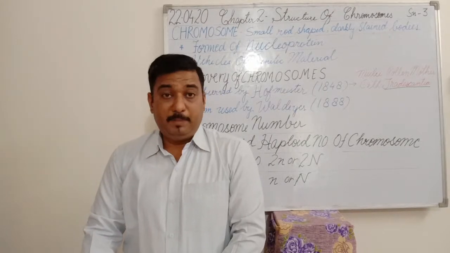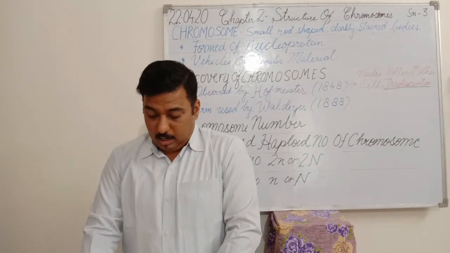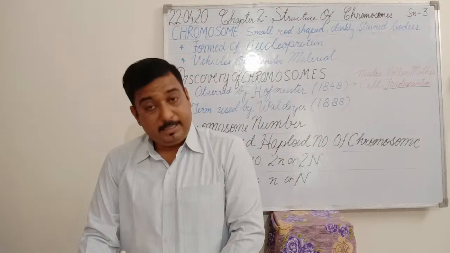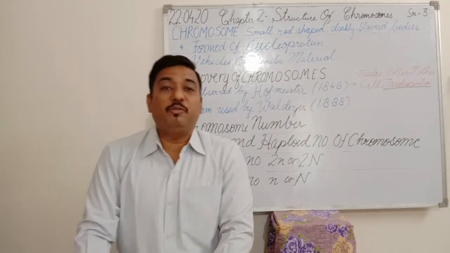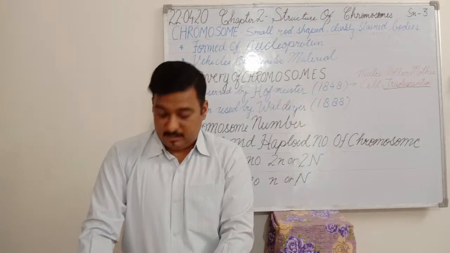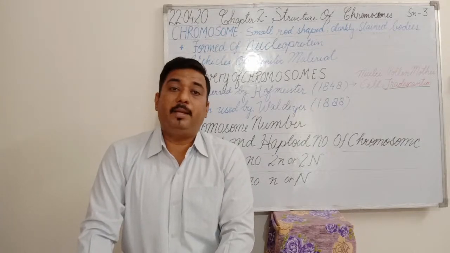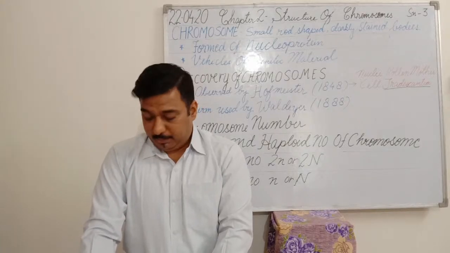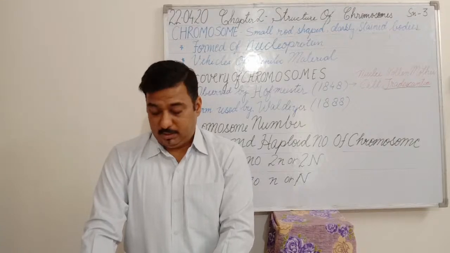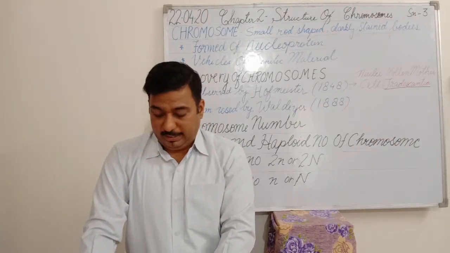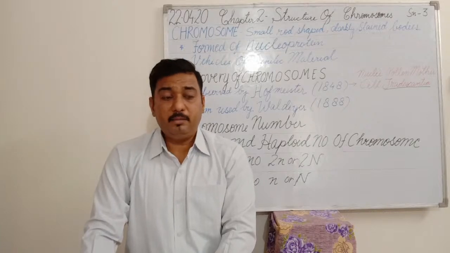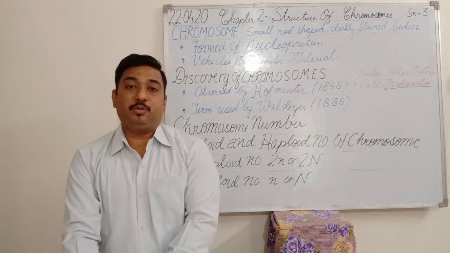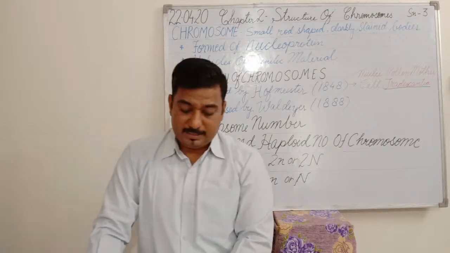Now coming to the nitrogenous bases, there are 4 types of nitrogenous bases found in DNA. What are those 4 types? The first one is adenine, represented by the letter A. Next is guanine, represented by capital G. Furthermore, the next type is thymine, represented by capital T. The last one is cytosine, which is represented by C.